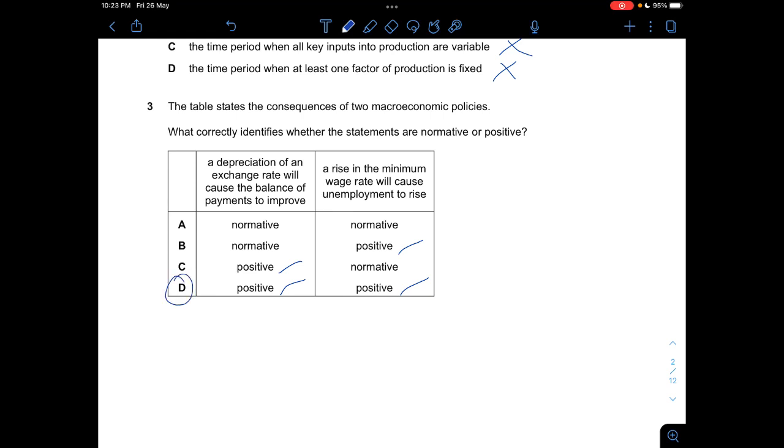Anything that says the government should depreciate the exchange rate is part of a normative statement. And if it's something like the government should raise the minimum wage, that is also considered a normative statement because that's based on opinions. Here, it's testable to see whether or not it is really true.